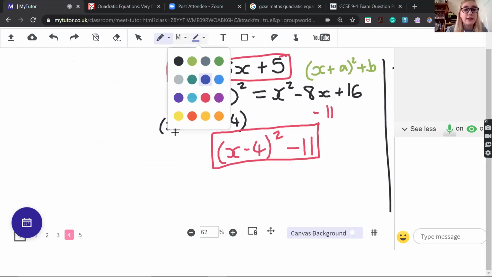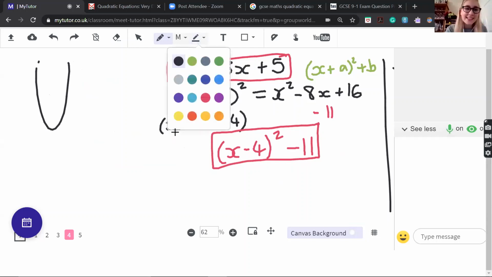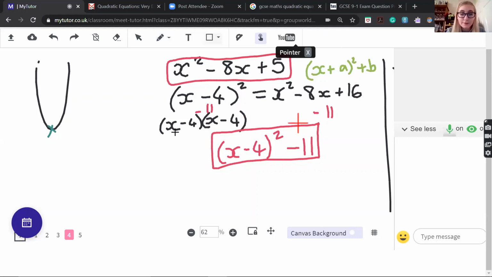Now, first of all, to briefly explain this, I'm not going to draw the axes. This graph, because it's an x squared, looks like a smiley face. And the turning point is where it turns. It's this minimum point here. And we've put it in the form x minus 4 squared minus 11. So we want to know what the minimum that this can be is, basically.